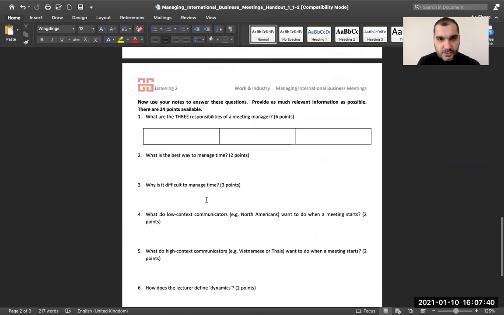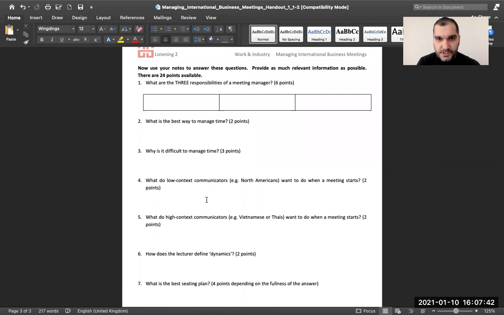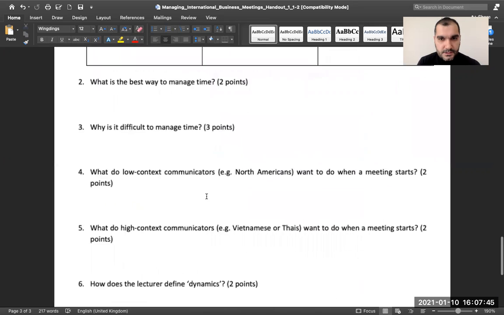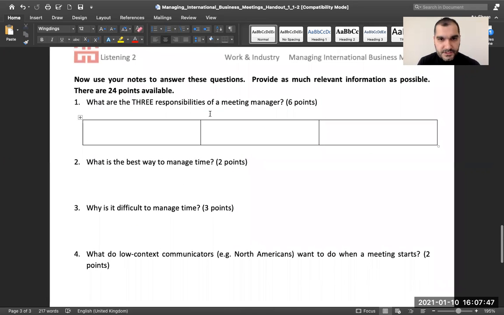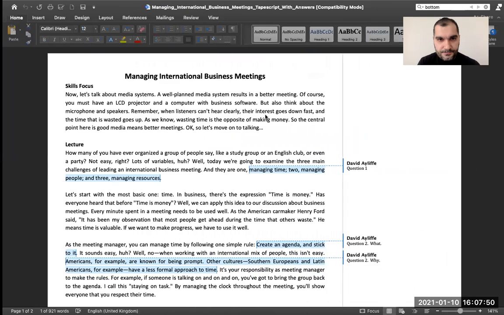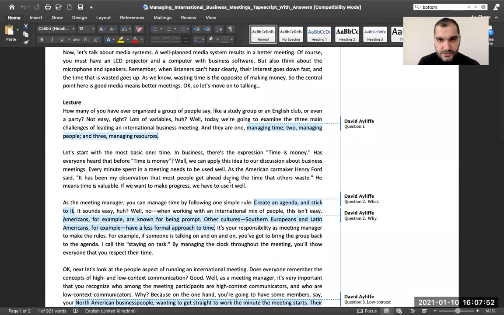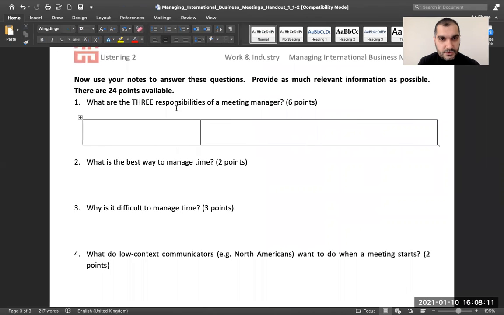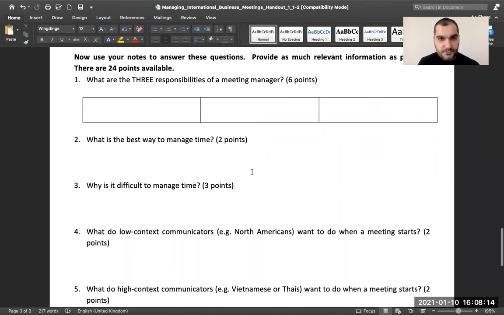Okay, now let's go into details with the help of the tape script. The first: three responsibilities of a meeting manager. Here you see three responsibilities because you examine the three main challenges of leading an international business meeting: one, managing time, two, managing people, and three, managing resources. So three responsibilities you may put here.